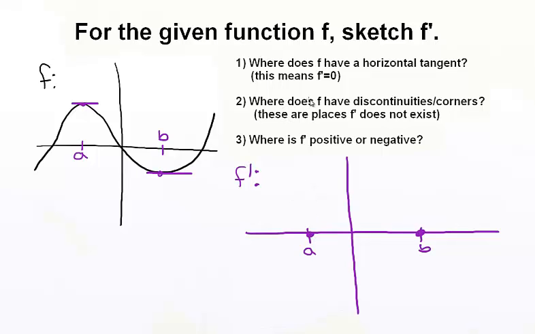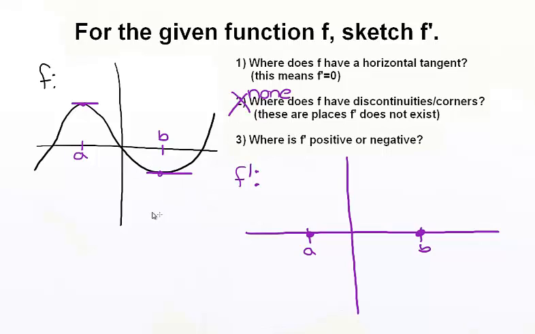Where does the function f have discontinuities or corners? That's step 2. So looking at this graph of f, can you see any places where there's a discontinuity or a corner? No, there's none. So step 2 we don't really have to worry about because there are none. So we'll move right on to step 3.